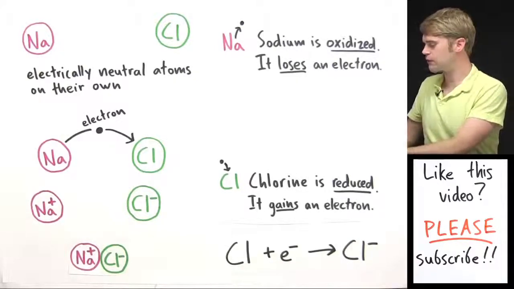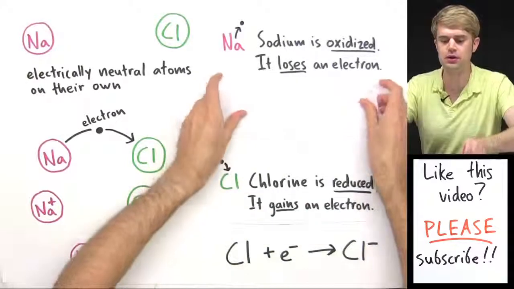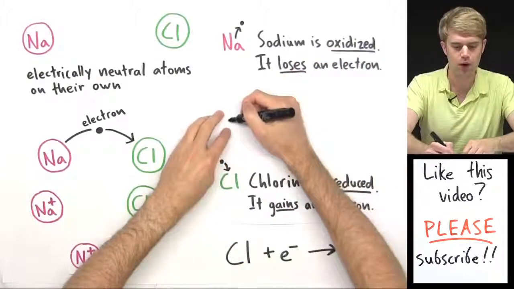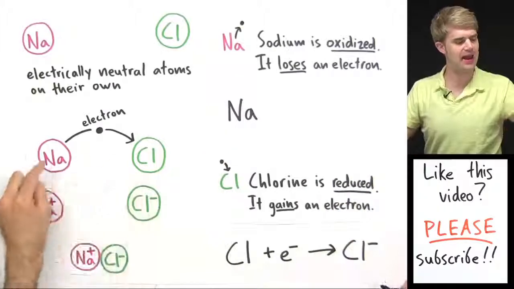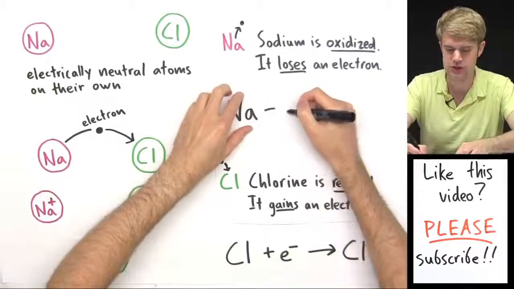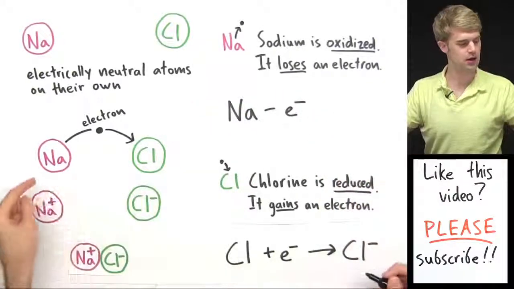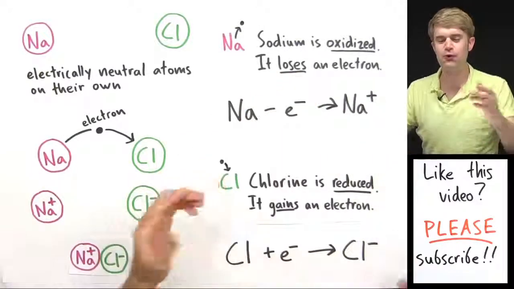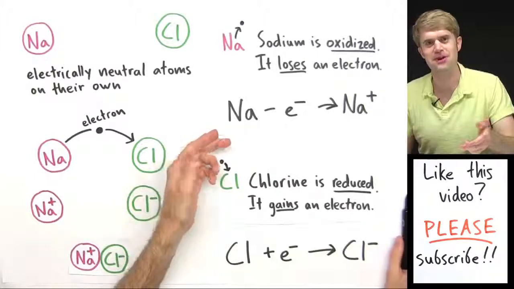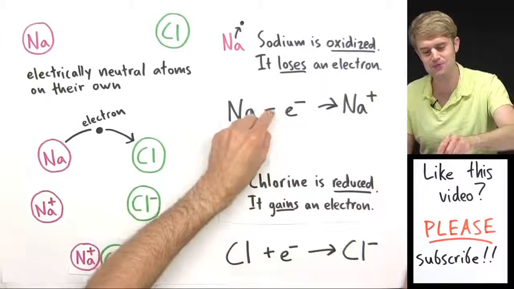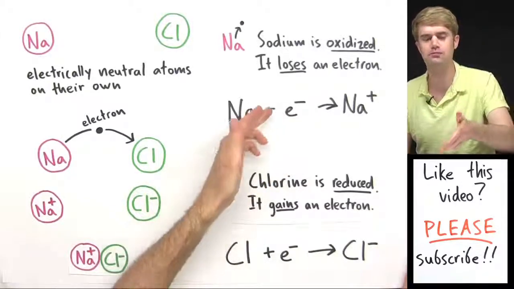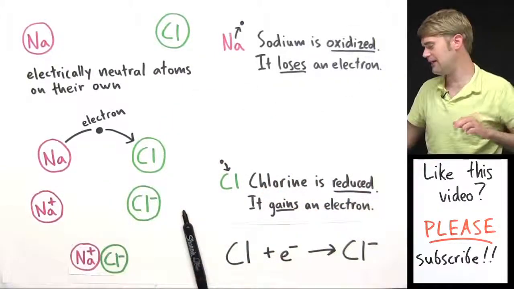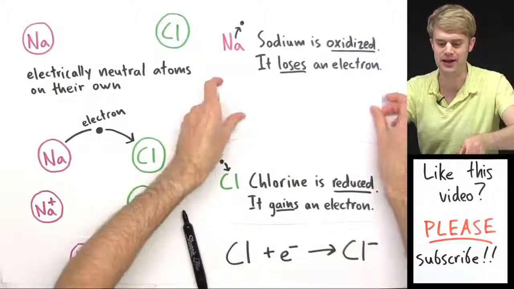Okay, now for sodium things are a little bit trickier for the oxidation. Let me show you why. What I really want to write is Na minus 1 electron gives Na 1 plus. But unfortunately, I can't write this because in chemical equations, we can't use minus signs. We can only use plus signs. So I can't write the oxidation like this. Instead, I'm going to write it like this.